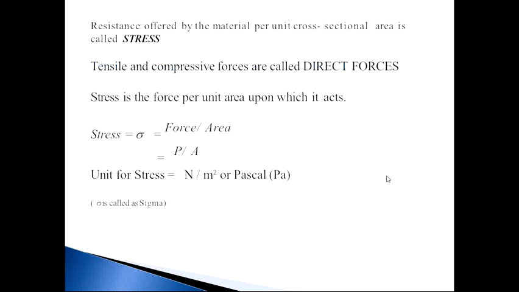So the definition of stress is the resistance offered by the material per unit cross-sectional area. Tensile stress and compressive stress are direct stress. The mathematical expression is stress equals force upon cross-sectional area, that is P by A, denoted by sigma, and the unit of stress is Newton per mm square, Newton per meter square, or Pascal.